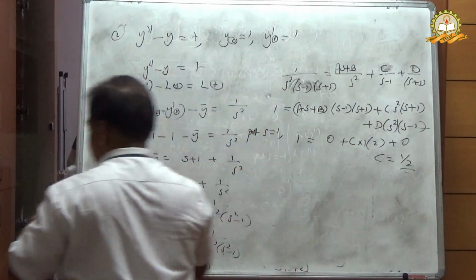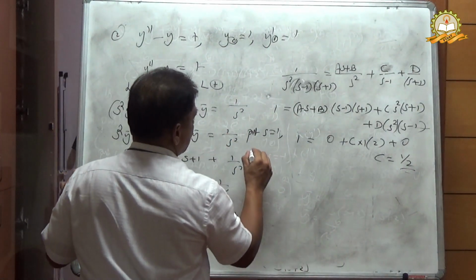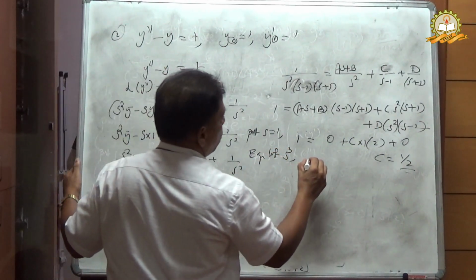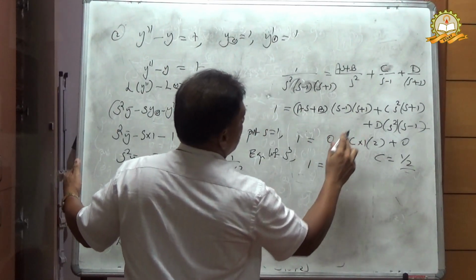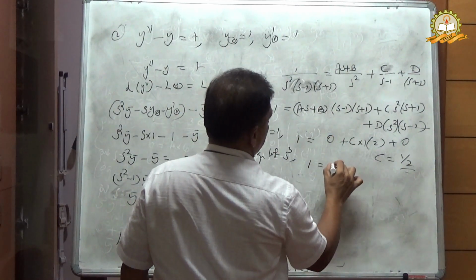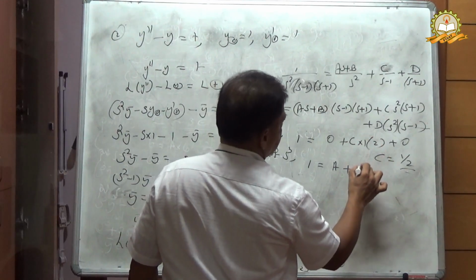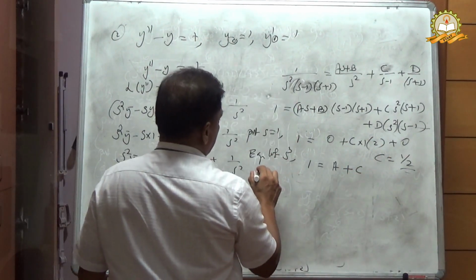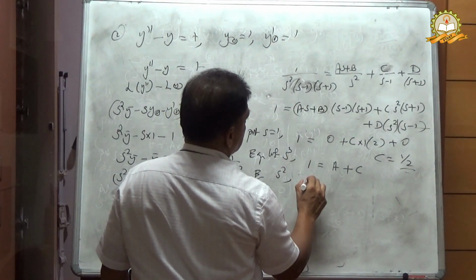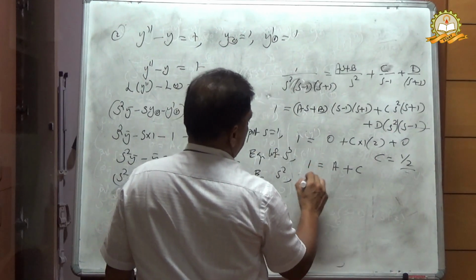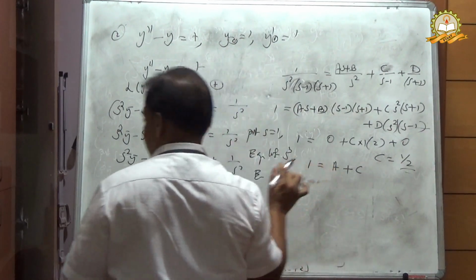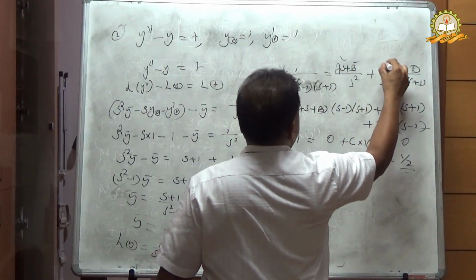Therefore, we take equating coefficients of s cube. Equating coefficients of s cube, 0 is equal to a plus c. And equating coefficients of s square, we get the left hand side is equal to 0. Similarly, we can find the values of a, b, c and d.